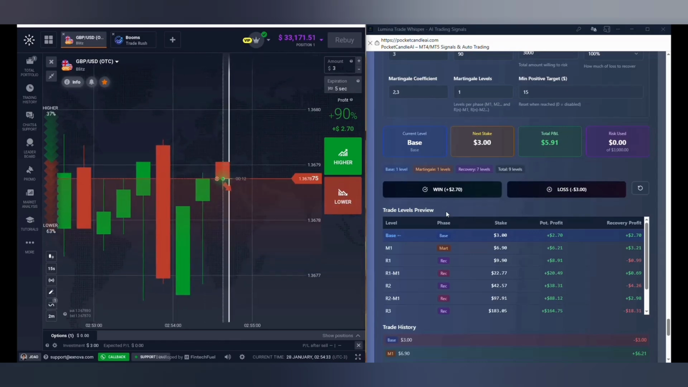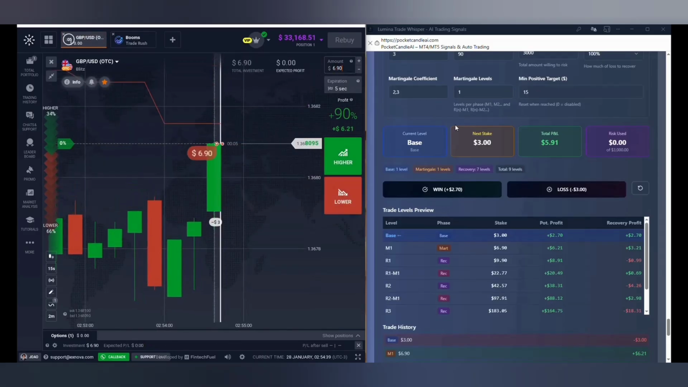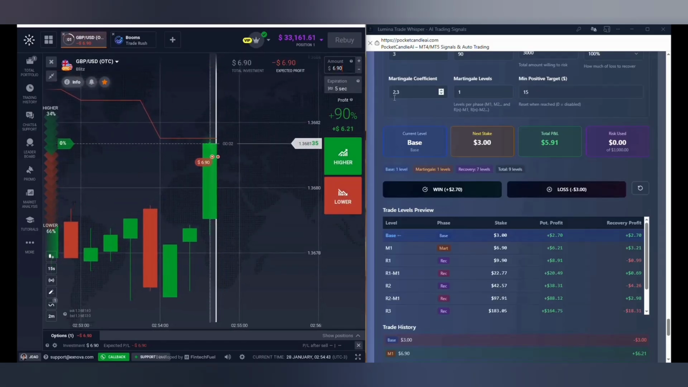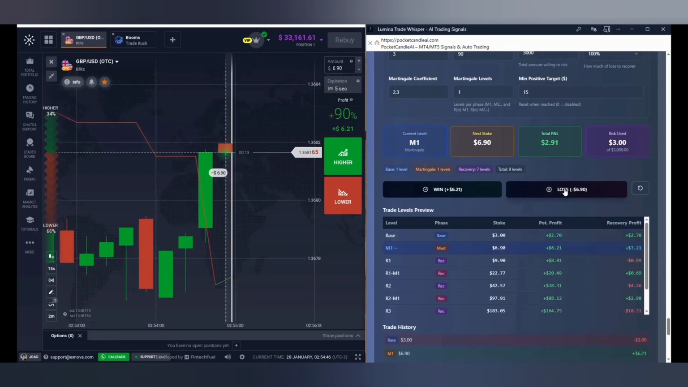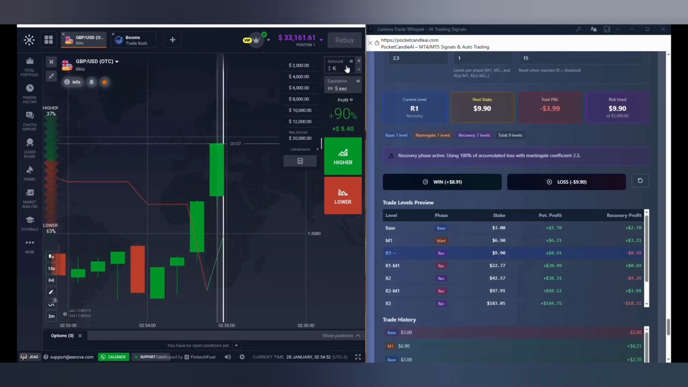Like I'm saying. Trading opportunity. Sell signal on GBP US dollar OTC. Confidence 75%. So we lost that. We click loss, right? The next trade is going to show you 990.